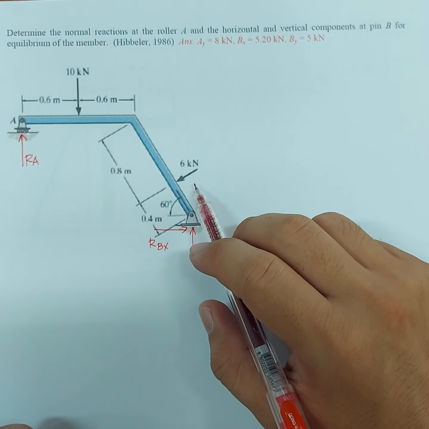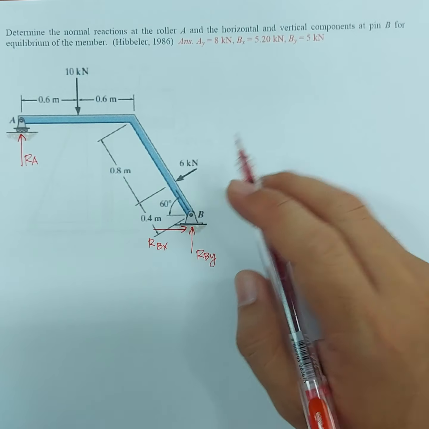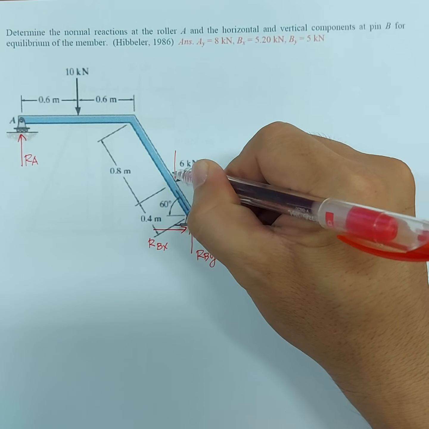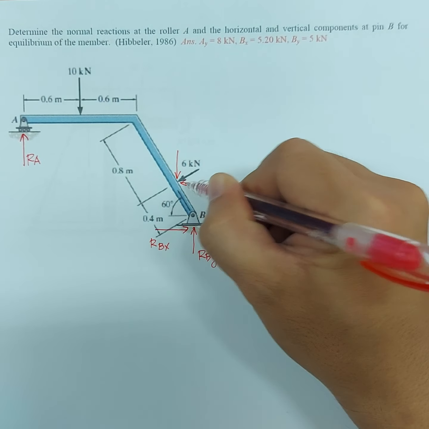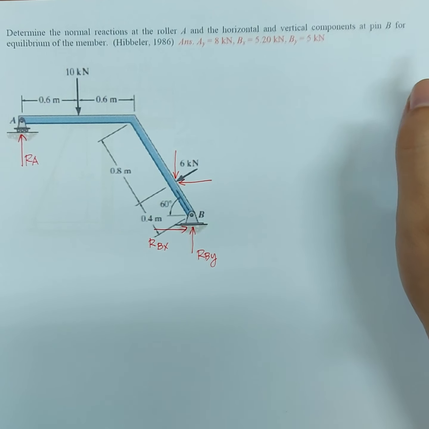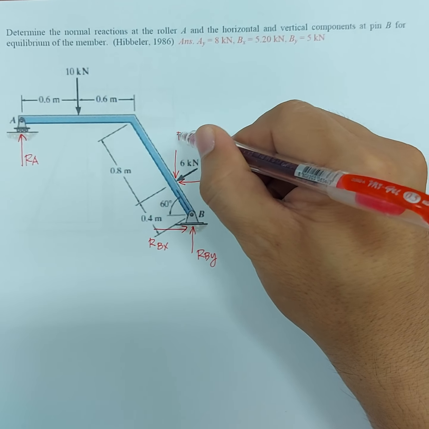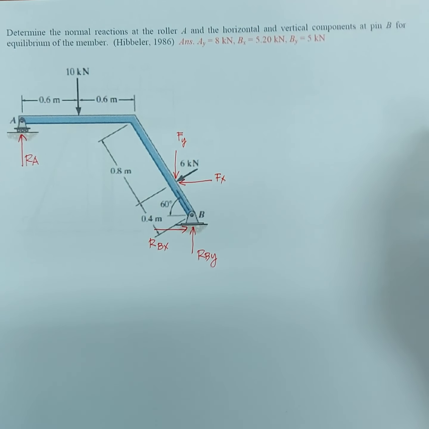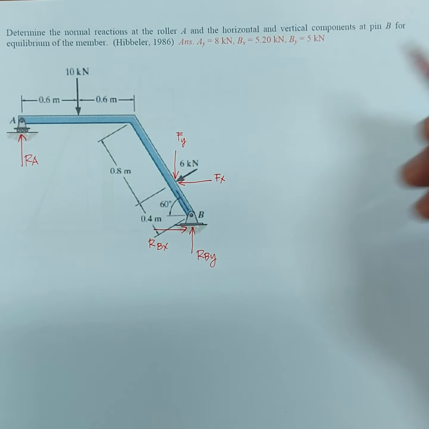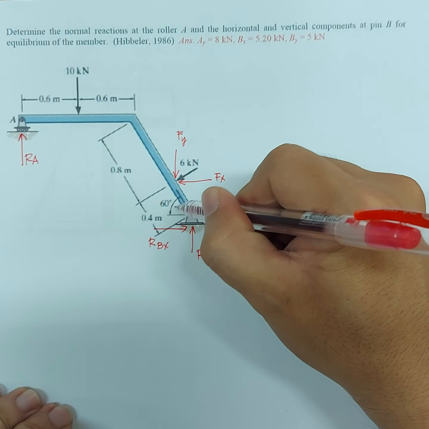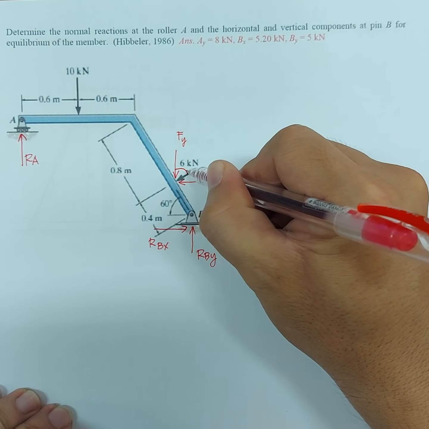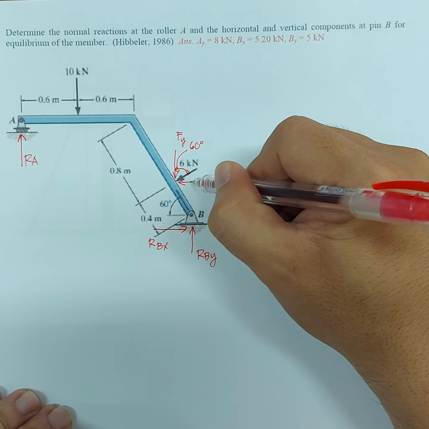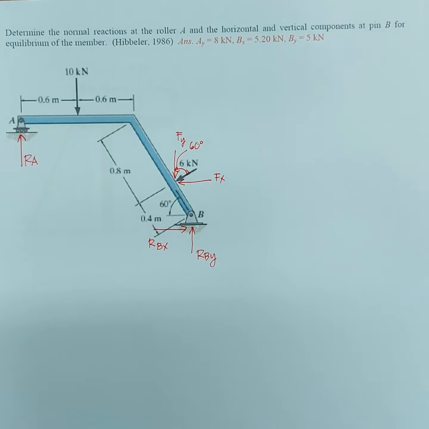Okay. And we have itong 6 kilonewtons dito. So I think it would be more convenient if we convert that into its components along X and Y axis. So this is FY and this is FX. Okay? So ayan. And don't forget yung angle. So kung 60 degrees yung inclination yan, this is also 60 degrees. Ayan. And this is 30 degrees. Okay, anyway, one angle is enough.